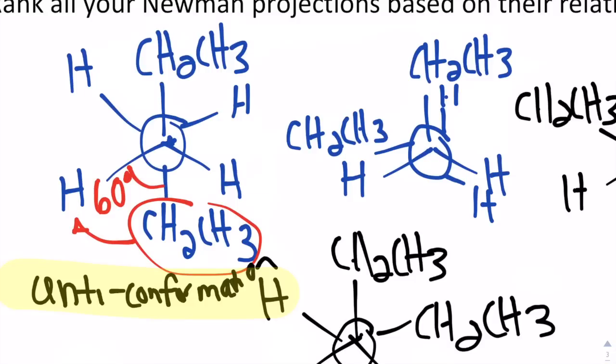For the next structure, we see that we have these eclipsing interactions with the ethyl and the hydrogen, as well as a hydrogen-hydrogen interaction. So it's fitting that we give this the name eclipsed interaction. So, eclipsed.